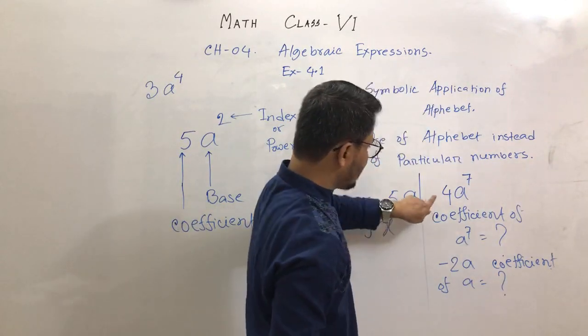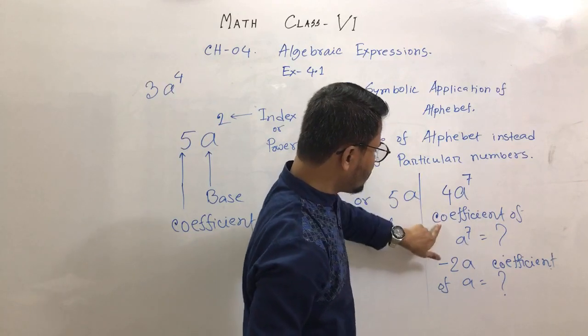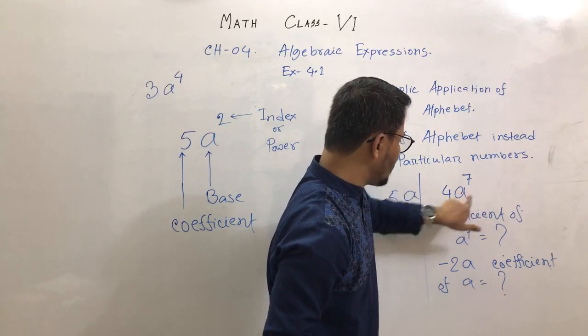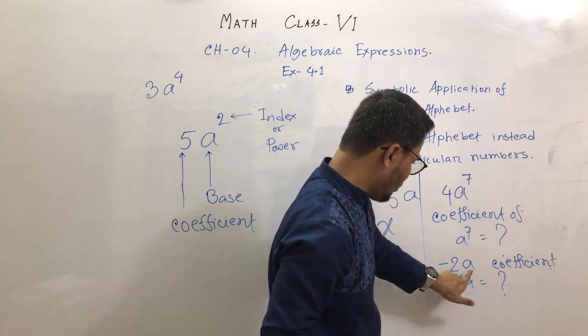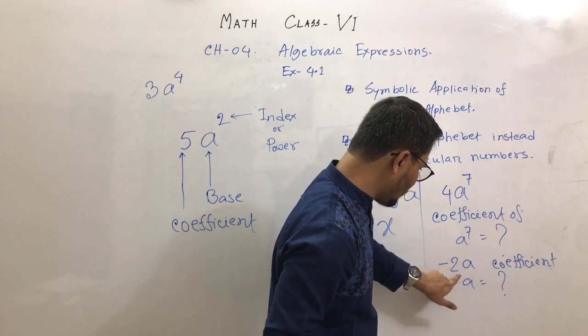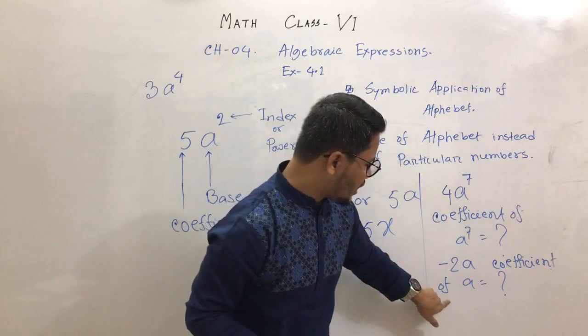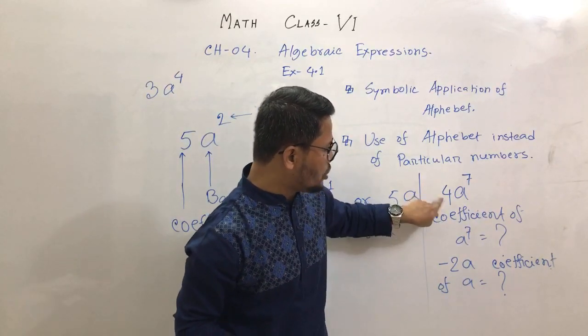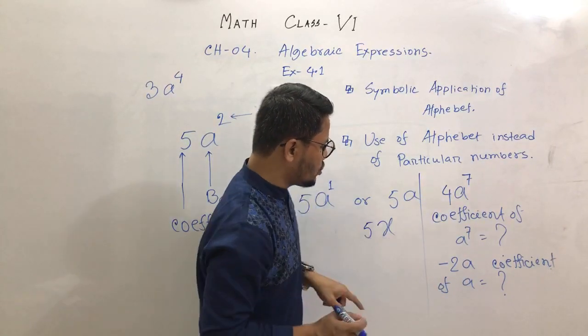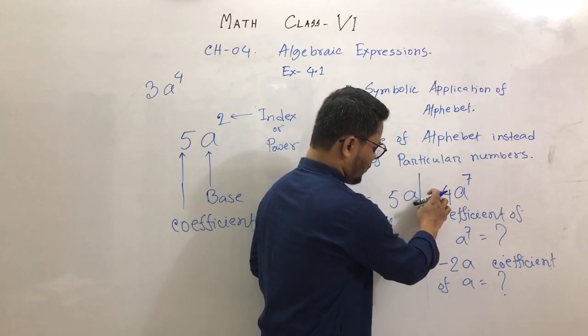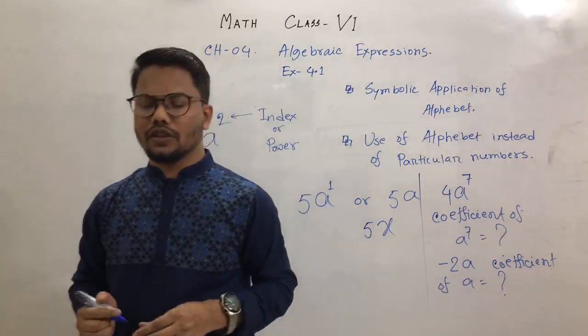Here, in the first question, what will be the coefficient of a to the power 7? And what is the coefficient of a here? Please, in the comment section, you can write down the answer. What will be the coefficient of these two? This is number two, first one and second one. Please let me know.